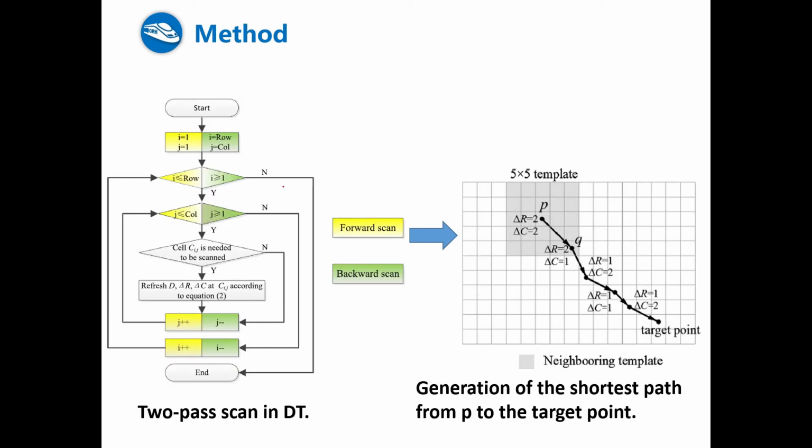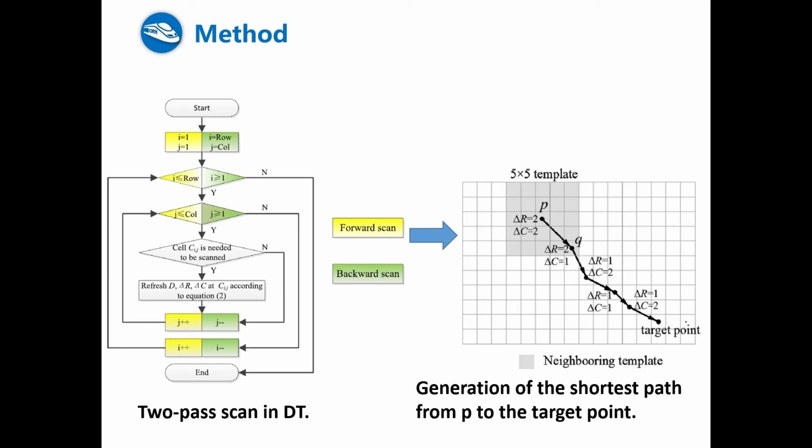For example, look at the right picture. In this figure, it shows the global path generation process. By using a neighboring mask, the distance between the central cell and the boundary cell can be calculated and can then be propagated by scanning all the cells line by line until the target point is reached.